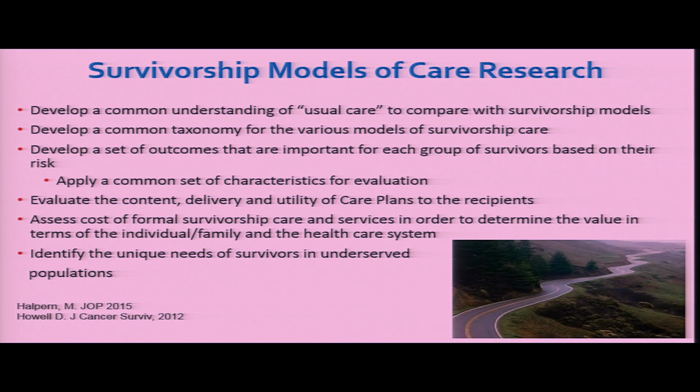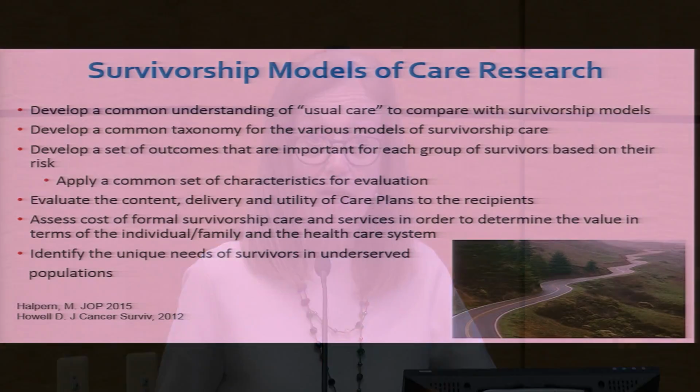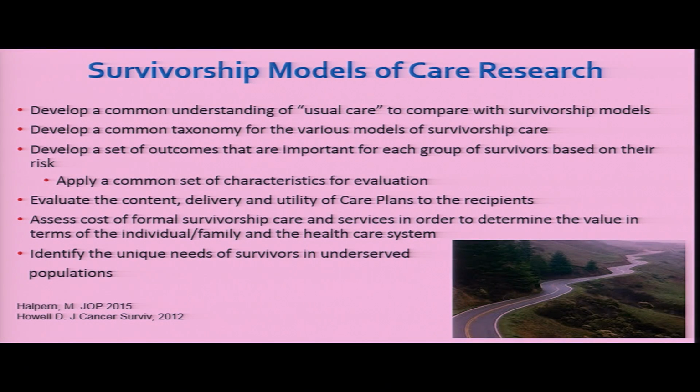Develop a common taxonomy for the various models, a set of outcomes that are important for each group. We've spent time on process measures, but really haven't done very much in the area of outcome measures to date. And look at the content, delivery, and utility of care plans. A lot of discussion nationally on an ongoing basis, but really do they do the job that we think that they should be doing and that we need to have done? Assess cost of formal survivorship care and services in order to determine value. We heard a lot yesterday about value in cancer care. Importantly, to identify the unique needs of survivors in underserved populations.